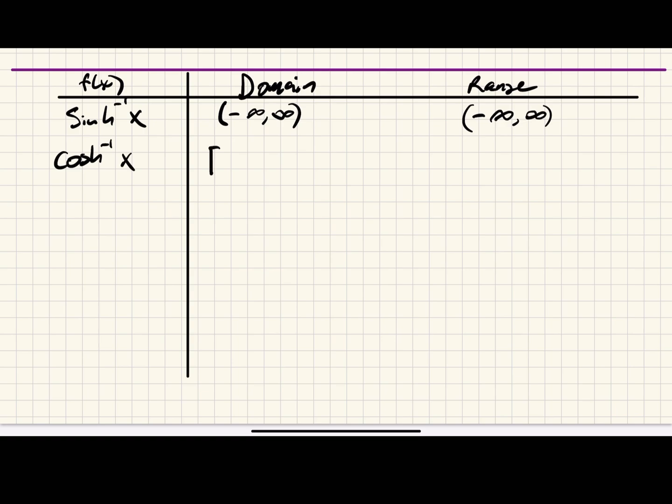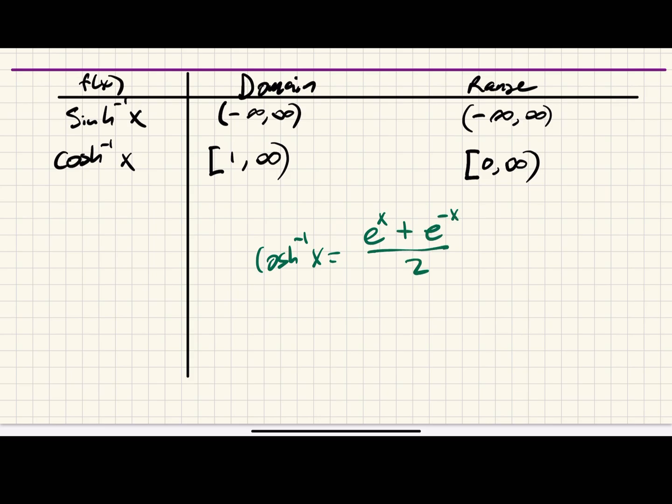Now, the domain is going to go from 1 to infinity, and the range is going to be from 0 to infinity. Wonder why that is. So let's look at that hyperbolic cosine for a second. Hyperbolic cosine of x is e to the x plus e to the minus x over 2, right?